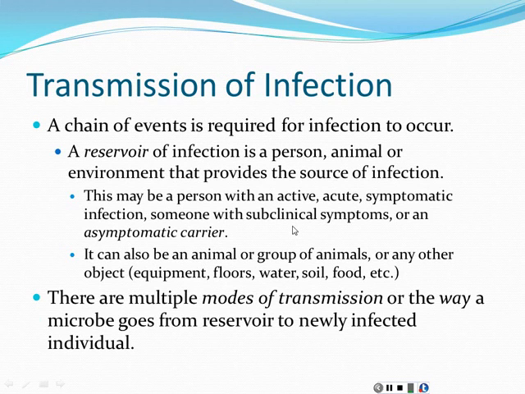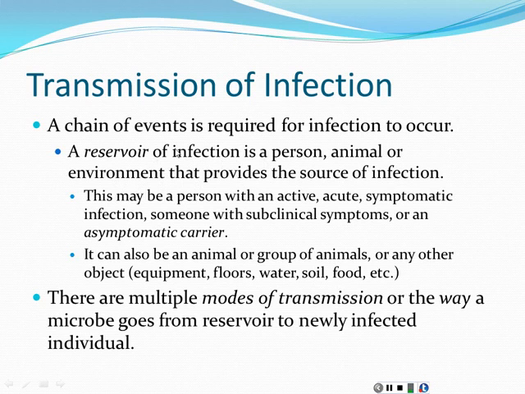Microbes don't just appear out of thin air or appear in tissues. They have to come from somewhere. So there's always a chain of events that's involved in infection. And we talk about a number of key spots there. One is a reservoir. Because these microbes are alive, they have to have a place to live in between infecting people, so to speak. So a reservoir is just a person, an animal, or an environment where that microbe is living and thriving. In other words, it's there all the time.